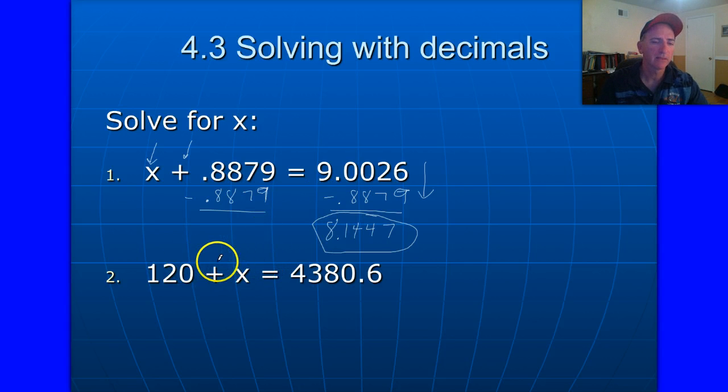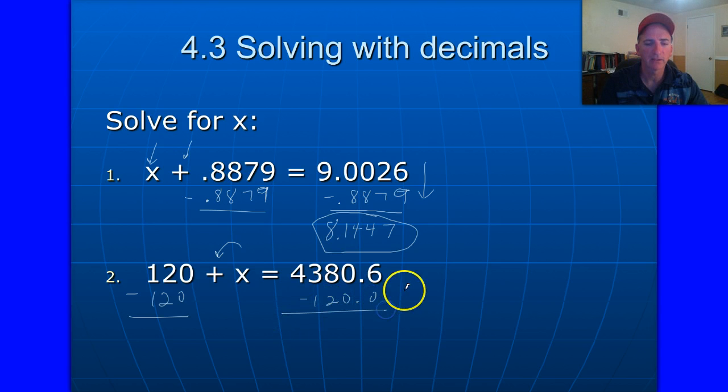Number 2, same thing basically. What's happening to the x is being added to, so we are going to subtract the value that's being added. You're going to subtract 120. Now if I were doing this without my calculator, notice how I lined up the place values right there, and how I lined up the decimal. And now we would subtract that value, and I believe it's 4,260 and 6/10 right there for you.